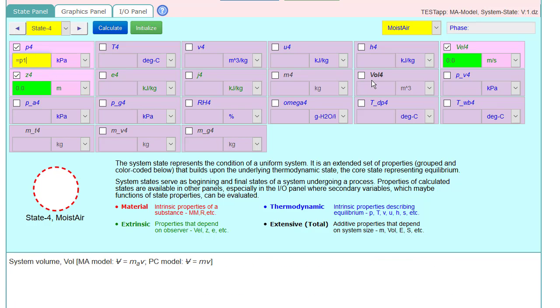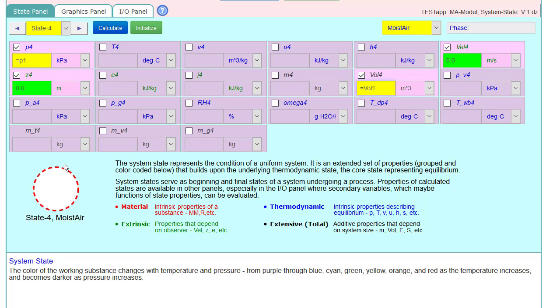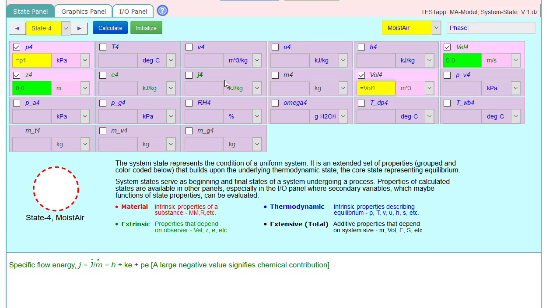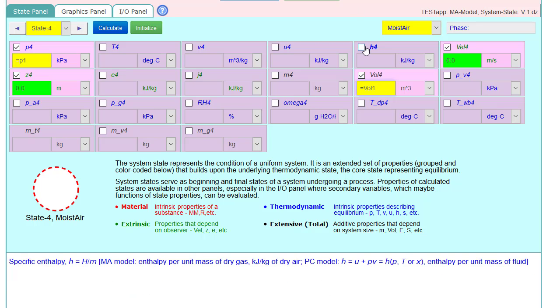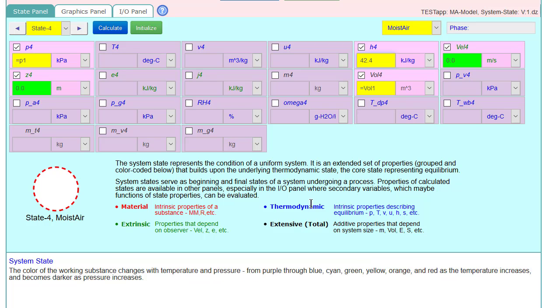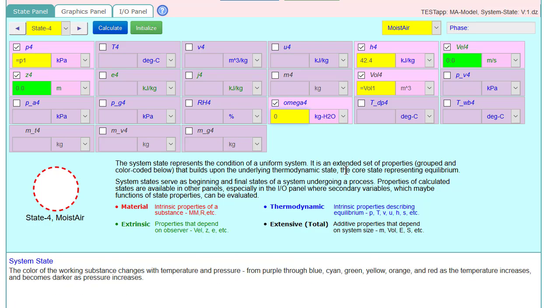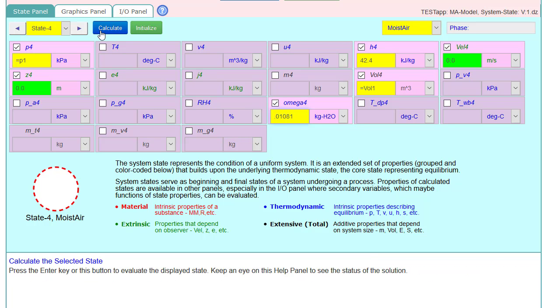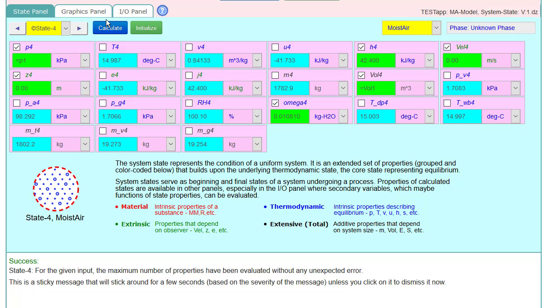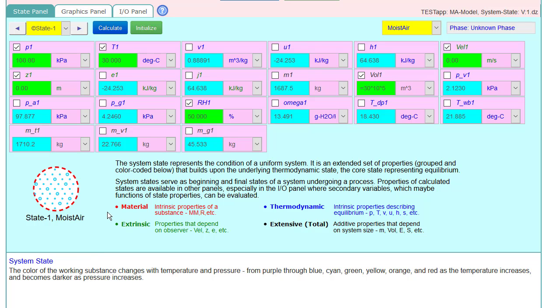Equals P1. Also could do equals P2, equals P3. It doesn't matter since they all equal the same thing. Now we're given that the specific enthalpy for this one is 42.4 kilojoules per kilogram. And the omega was given in kilograms H2O per kilograms dry air, 0.01081. That was given. Alright, calculate. And now we have all the masses for the vapor in the room.